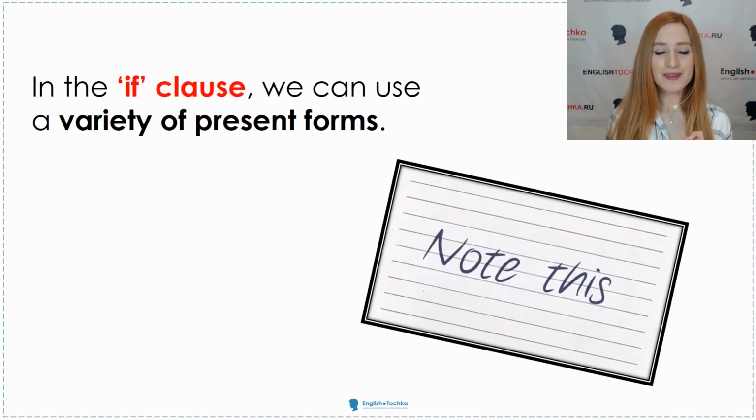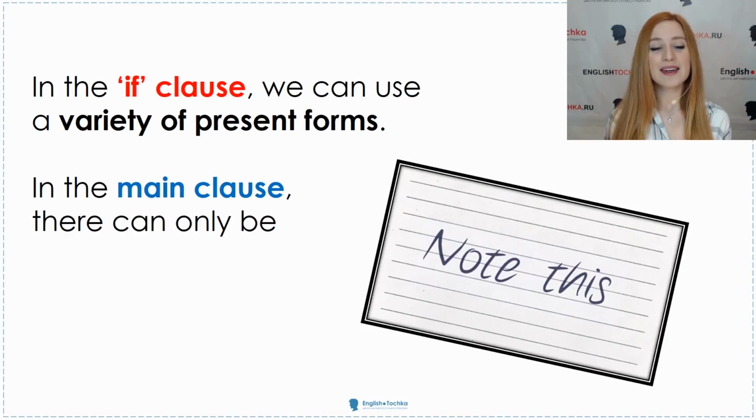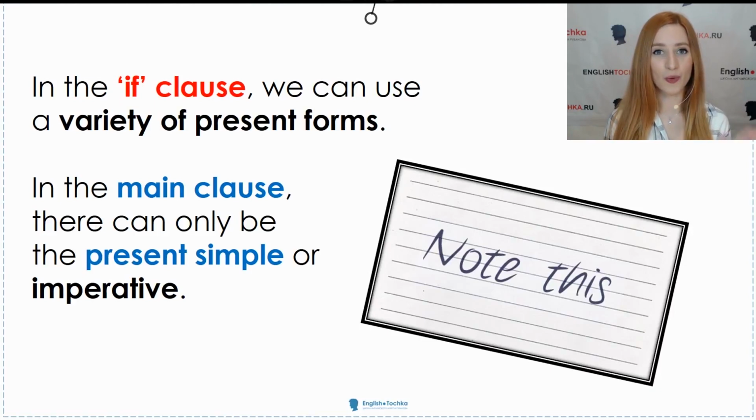The next one. A very important note is that the if clause can take a variety of present forms. For instance, present continuous, present perfect. You can use anything, almost anything, which means present. But in the main clause, the result, there can only be the present simple or imperative. So present simple or do something, the imperative, I want you to do that.